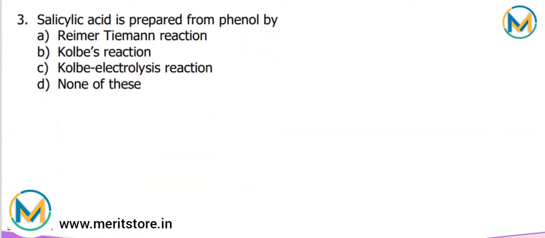Salicylic acid is prepared from phenol by. So the name reaction we are supposed to choose, whether it is Reimer-Tiemann reaction, Kolbe's reaction, or Kolbe's electrolysis reaction. Okay, so let's do this reaction. Salicylic acid from phenol. So first we need to know the phenol. Phenol, when it reacts with carbon tetrachloride in the presence of a base, NaOH.